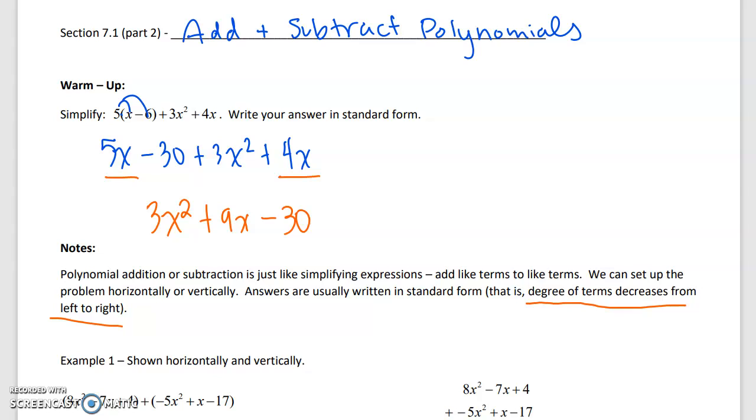If we were to classify this, this is a trinomial, and its degree is 2, because that is the highest degree that we see in one of the terms.